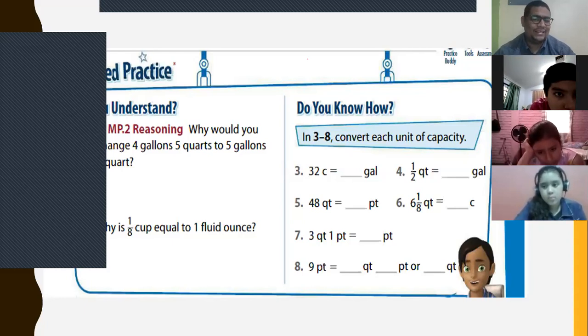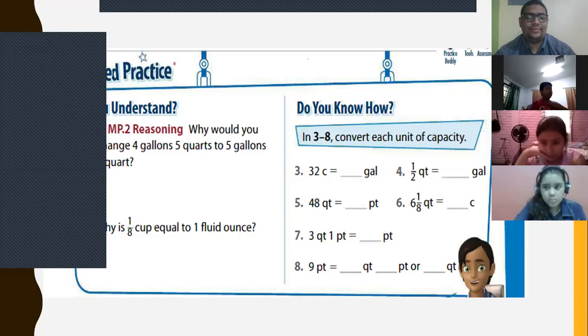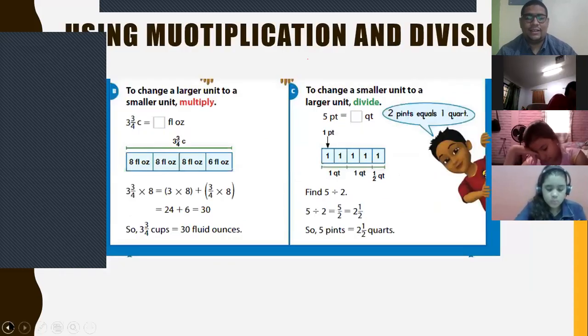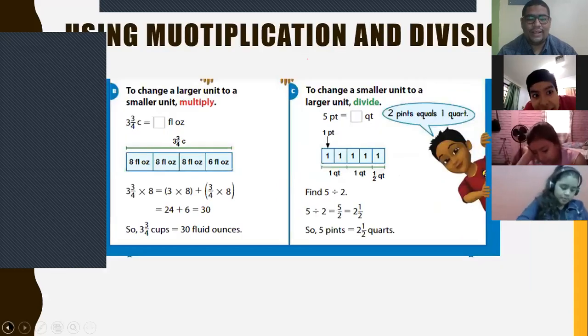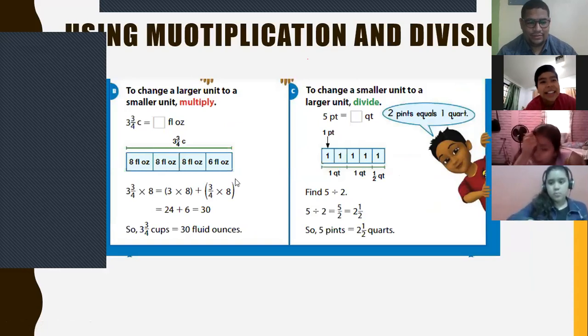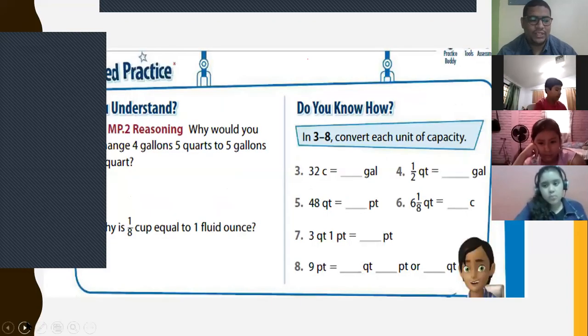Think about it, guys. What do you have to do? Think about it. I'm gonna go back again. Divide. You will divide or you will multiply? Divide. Okay? You have to be sure, right? Don't wait until I tell you. You have to divide, right?